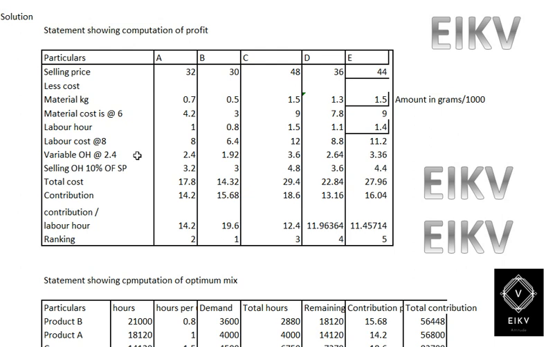Then we have variable overhead. Out of the factory overhead, 2.4 is variable and the rest is fixed. So 2.4 is considered as variable overhead, and when we multiply it with the labor hours per unit, we will get the variable overhead. Selling overhead is 10% of selling price, which you can compute as selling price multiplied by 10% for each product. You will get the contribution when we subtract total cost from sales.